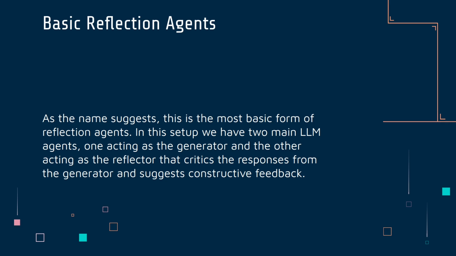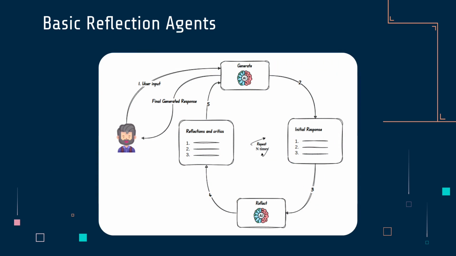In this setup, we have two main LLM agents. One is acting as the generator, and the other one is acting as the reflector, which is basically reflecting and giving critiques on what the generator is outputting. So the generator outputs some things, and then the reflector looks at those things and critiques whatever the generator has generated and gives it constructive feedback that it can use to improve its output, right? So that's basically the architecture we have.